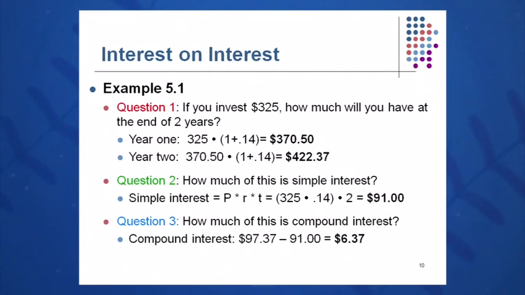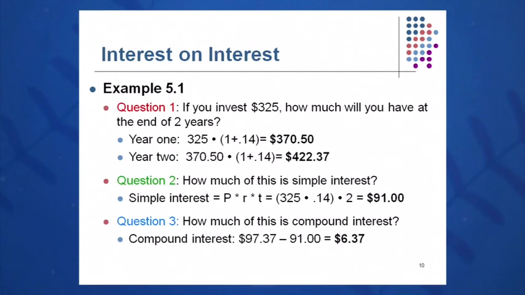So let's look at this: you have a 2-year investment that pays 14%, and you invest $325. How much will you have at the end of 2 years? What is simple interest, and how much is compound interest? So very simply, it is $325 times 1.14 will take us to the end of the first year, giving me $370.50, and then taking that $370.50 times 1.14 again, and I end up with $422.37. Alternate way to get that would be to take $325 times 1.14 to the second power, coming right up with the answer of $422.37.